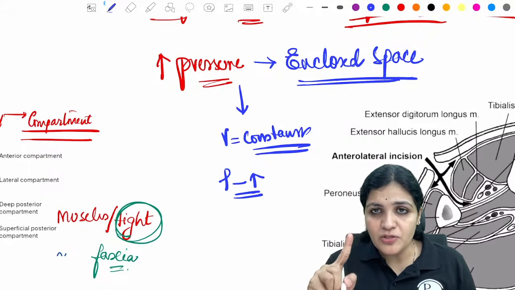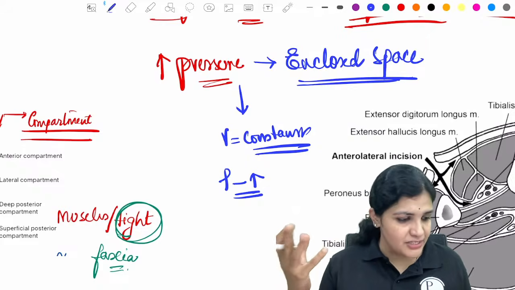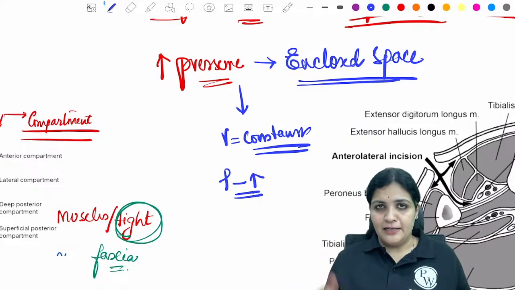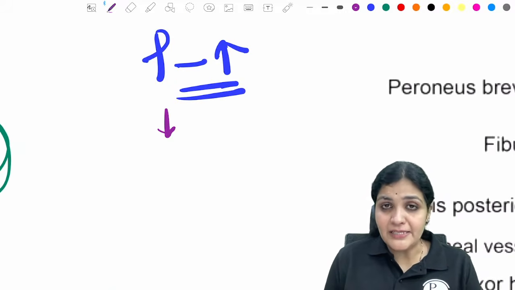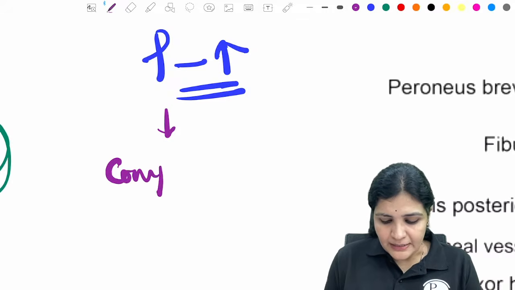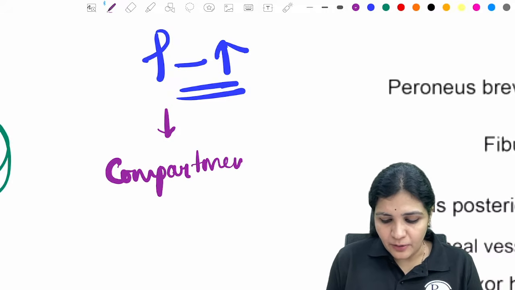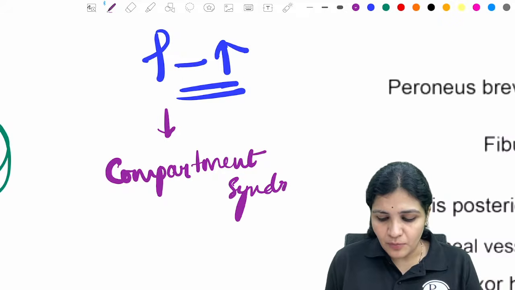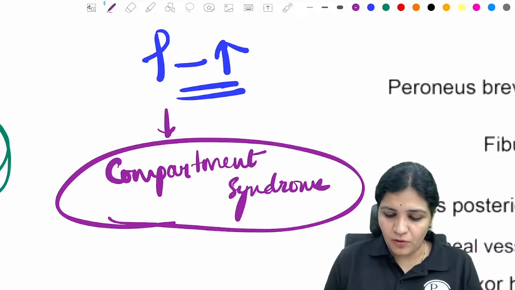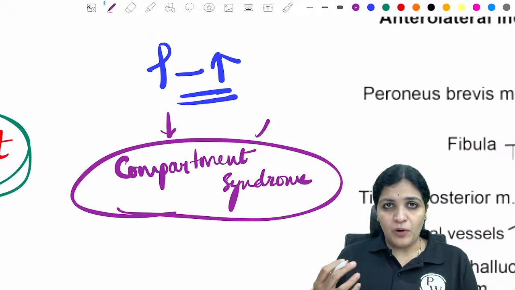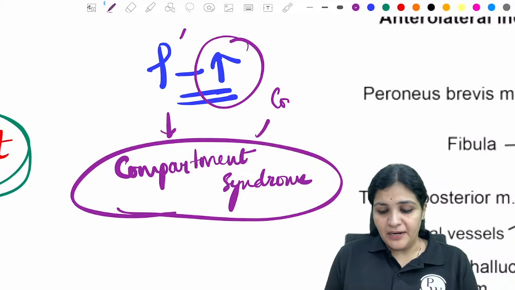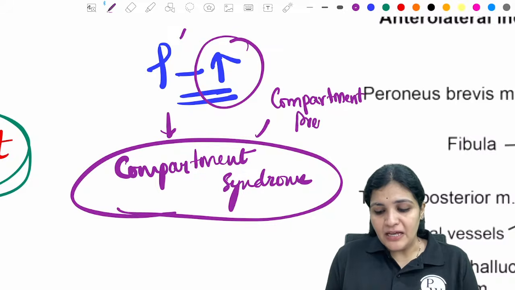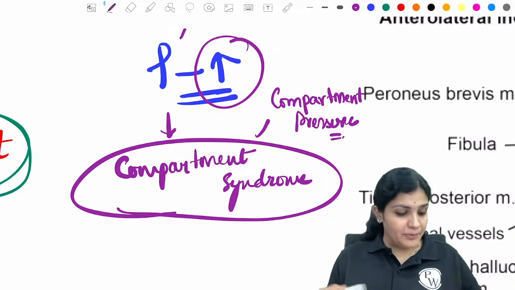So whenever the volume is constant, the pressure has to rise to compensate. The pressure rises there. Whenever there is a rise in the pressure, this increase in the pressure is called the compartment syndrome. This is called the compartment syndrome. What is the basic of compartment syndrome? It is nothing but the rise in the compartment pressure. So there will be a rise in the compartment pressure. Now you can ask me, what will this rise in the compartment pressure do?